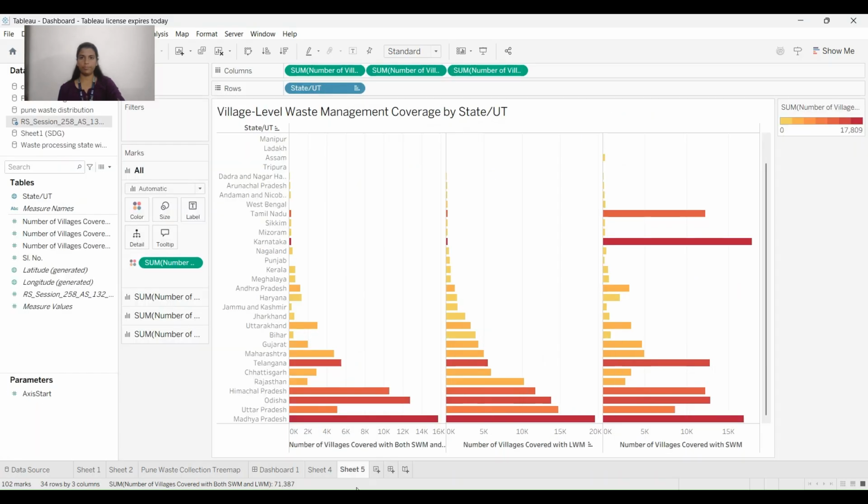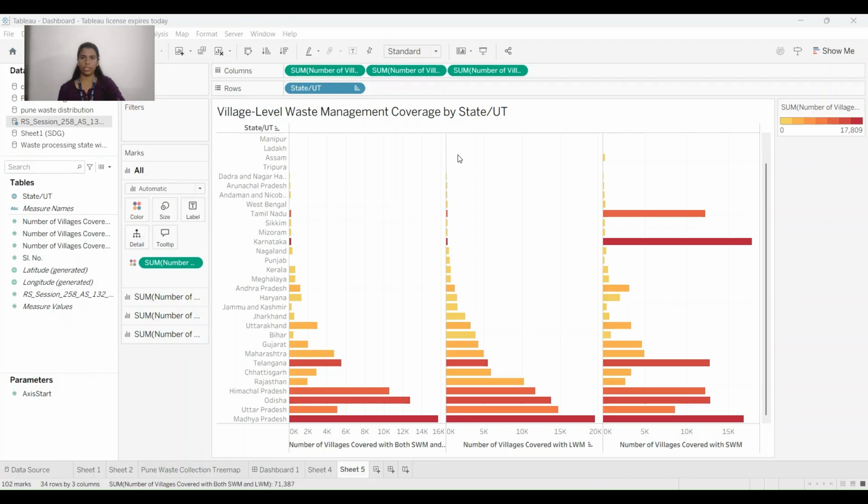As you can see, the chart is titled Village Level Waste Management Coverage by State or Union Territory. It is a horizontal bar chart that shows how many villages are covered under waste management programs in each state. On the left side, we have the names of states or union territories. These are placed on the row shelf so we can compare each state clearly.